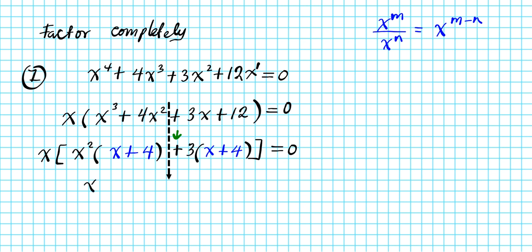You bring down the x. The two quantities in the parentheses that are identical can be factored out to give you x plus 4. And the outsiders, the GCFs that we factored out from both sides of our partition, will be grouped together in their own little parentheses. x squared plus 3 equals 0.